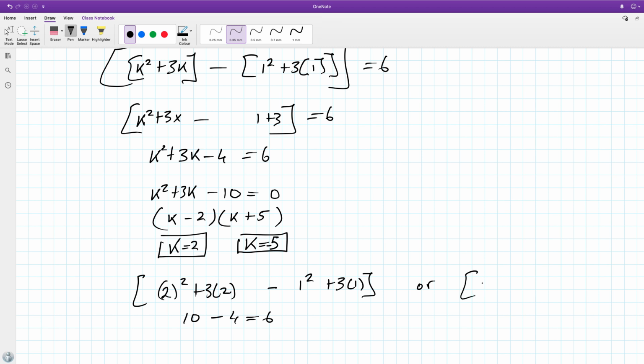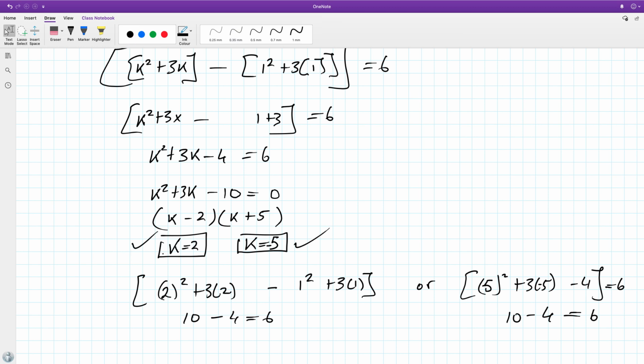Or we check 5 squared plus 3 times 5. We know that's going to give us minus 4. See, is that equal to 6? 5 squared, minus 5, sorry. Minus 5 squared plus 3 times minus 5 gives us 10 minus 4, which is 6. So they both work. Is that okay?